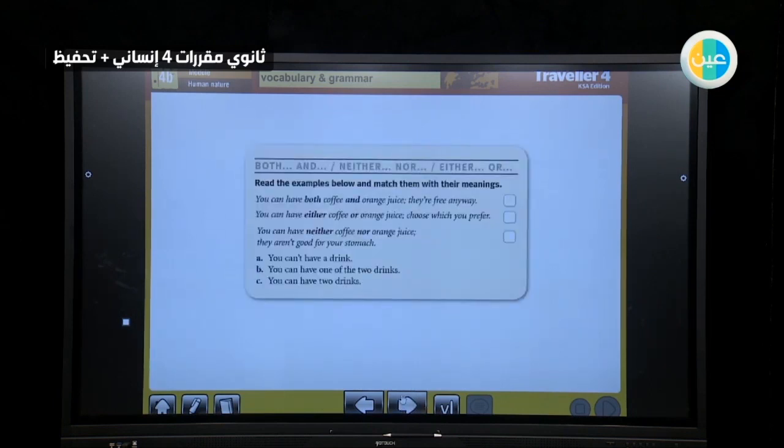We have here an exercise. Read the examples below and match them with their meanings. We have both and, neither nor, either or. Let's read here first, A, B, C. You can't have a drink. You can have one of two drinks. You can have two drinks. So the first sentence: you can have both coffee and orange juice. They are free in a way. So you can have both. Which one here? Two drinks or only one? You can't have a drink. Excellent, it is C.